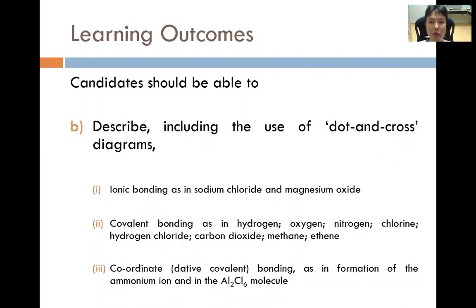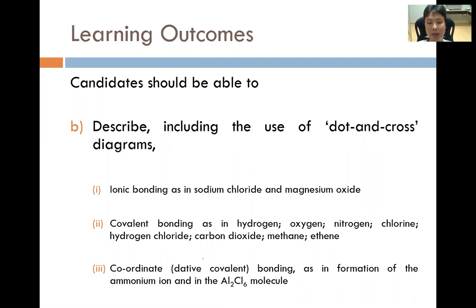Candidates must also be able to draw the dot and cross diagrams for ionic bonding, such as in sodium chloride and magnesium oxide, and also for covalent bonding, such as in hydrogen, oxygen, nitrogen, chlorine, hydrogen chloride, carbon dioxide, methane, and ethene, and also be able to understand the concept of dative covalent bond or coordinate bonding, as in the formation of the ammonium ion and the Al2Cl6 molecule.